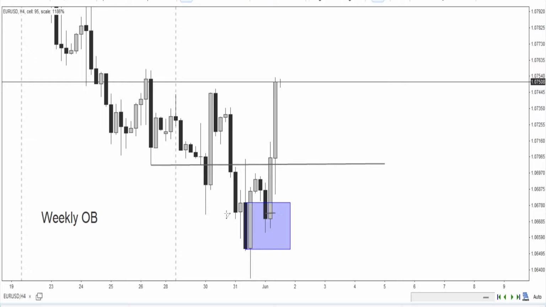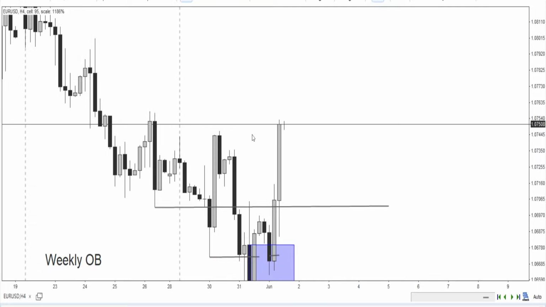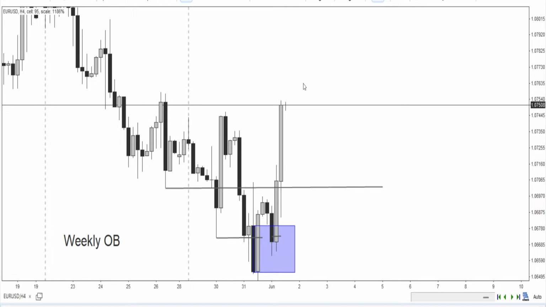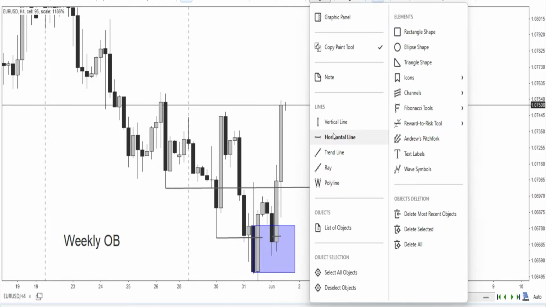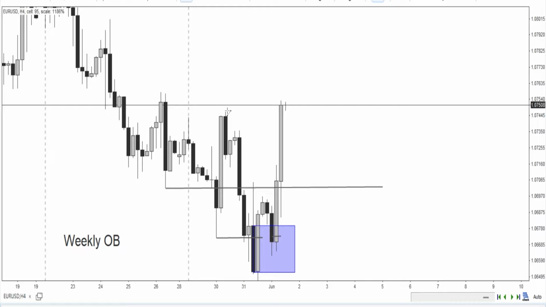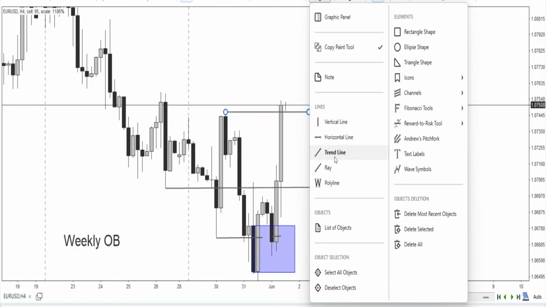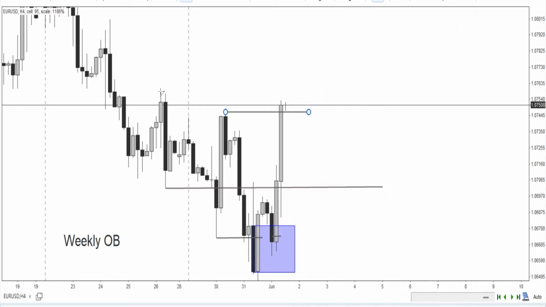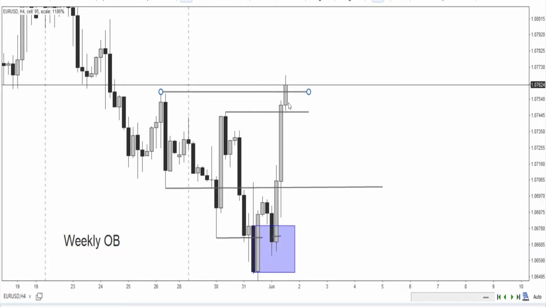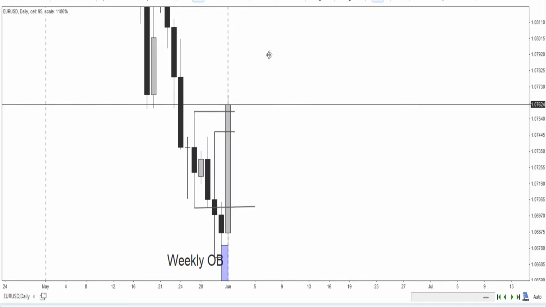Turtle soup. OB was formed. We made an expansion. We retraced back. We expanded again. You can see we have taken some internal liquidity. And this internal liquidity also coincides with a daily order block.